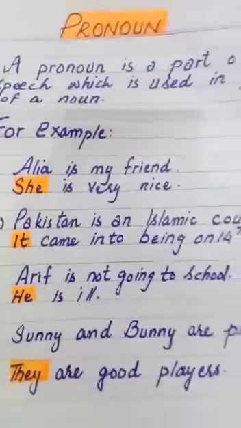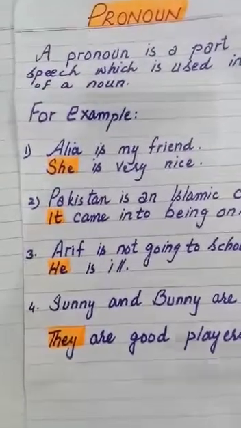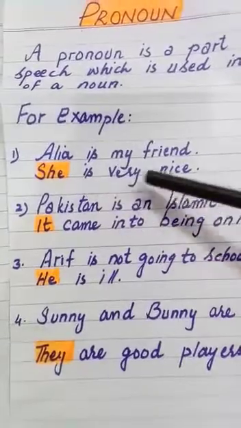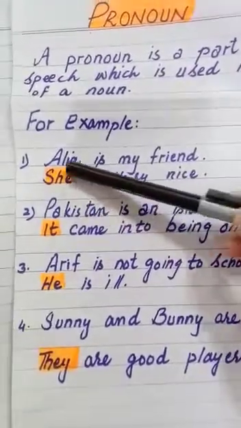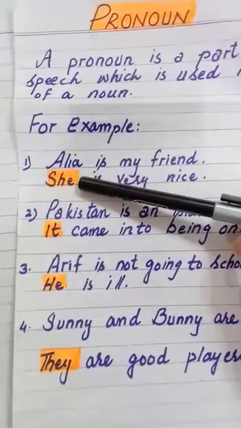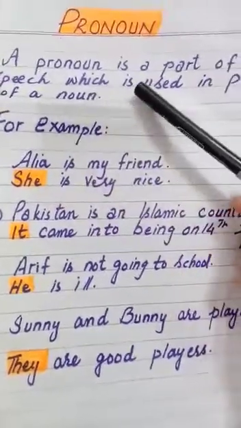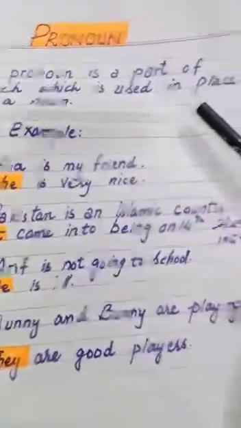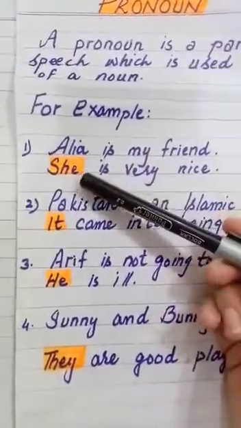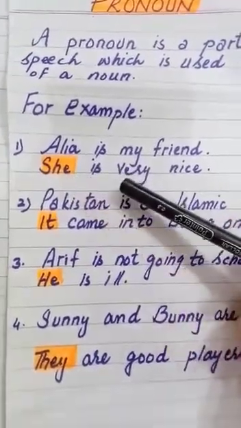Pronouns. A pronoun is a part of speech which is used in place of a noun. For example, Alia is my friend. She is very nice. I use a word in place of Alia. Alia is a noun, and I used a word she in place of Alia. So she is called pronoun, because according to definition, a pronoun is a part of speech which is used in place of a noun. So Alia is noun because it is the name of a person, and the word which I used in place of Alia, that is she, is called pronoun.